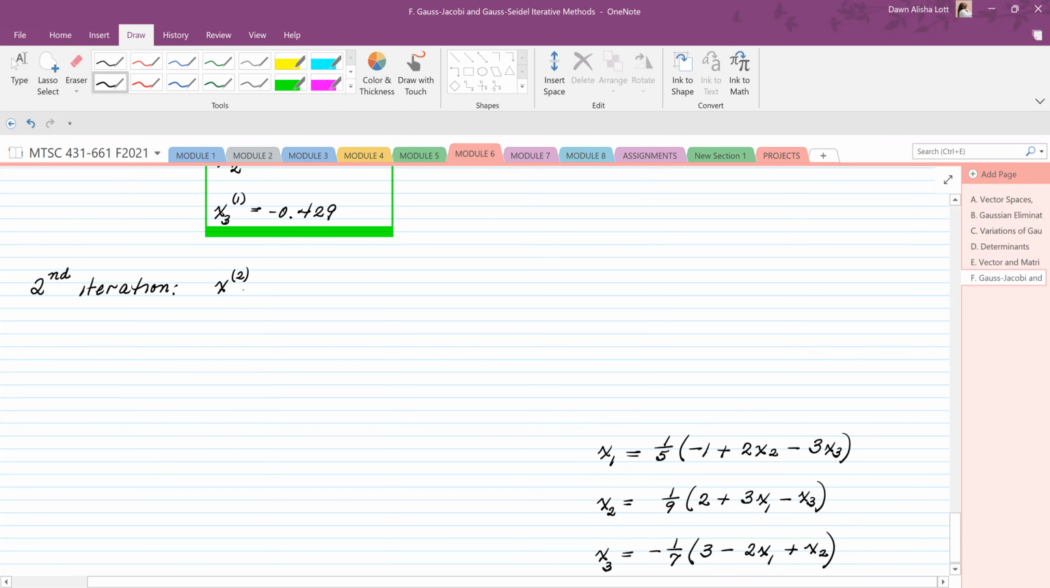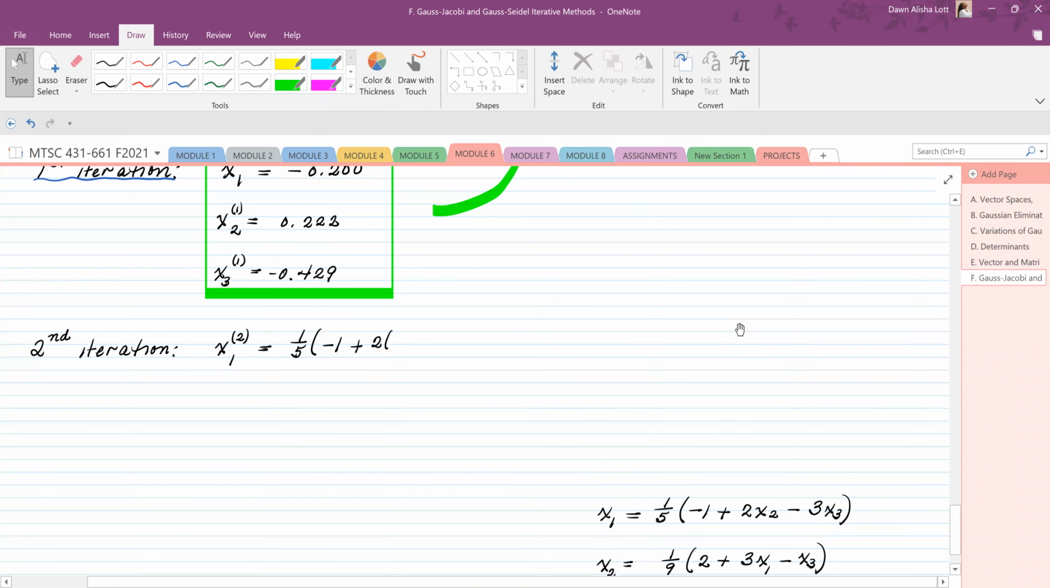So the second iteration: x2,1 is going to be 1/5 times -1 plus 2 times x2, which was 0.222, minus 3 times -0.429. And that turns out to be 0.146.